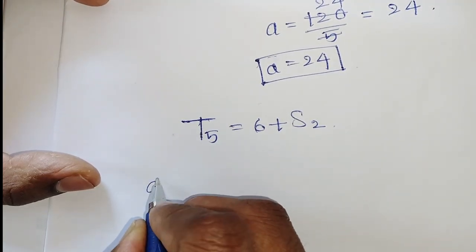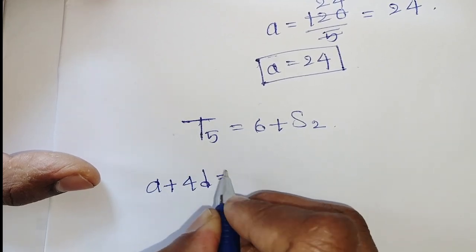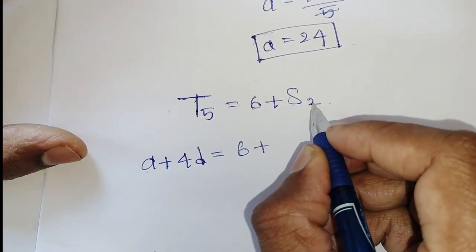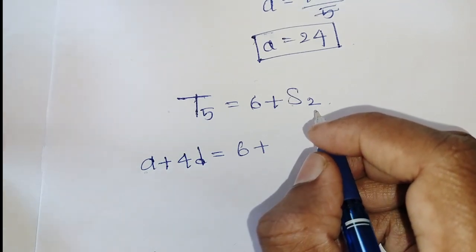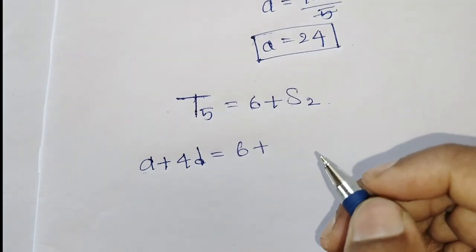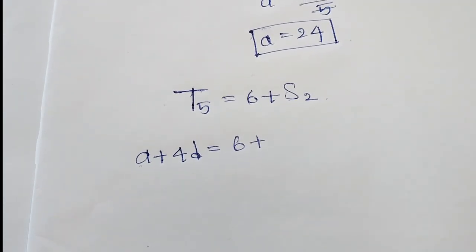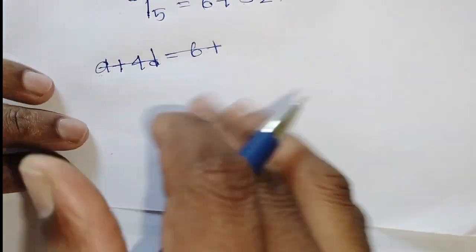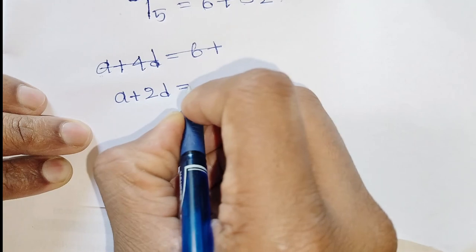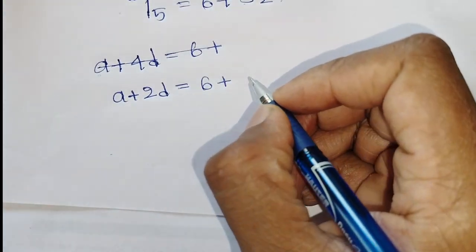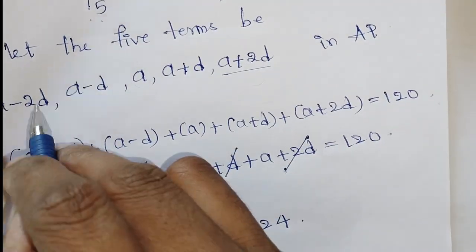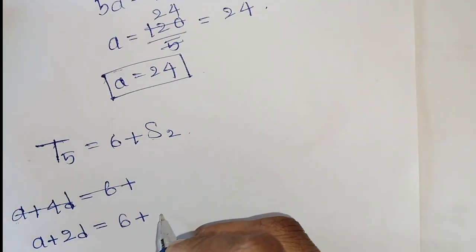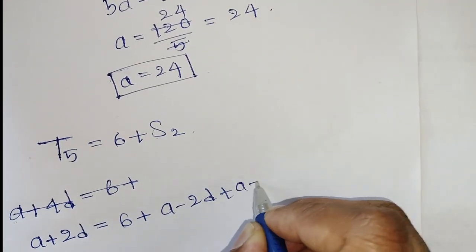T5 in an AP would be A plus 4D, but here the fifth term is A plus 2D. So A plus 2D equals 6 plus the sum of two terms, that is A minus 2D plus A minus D.